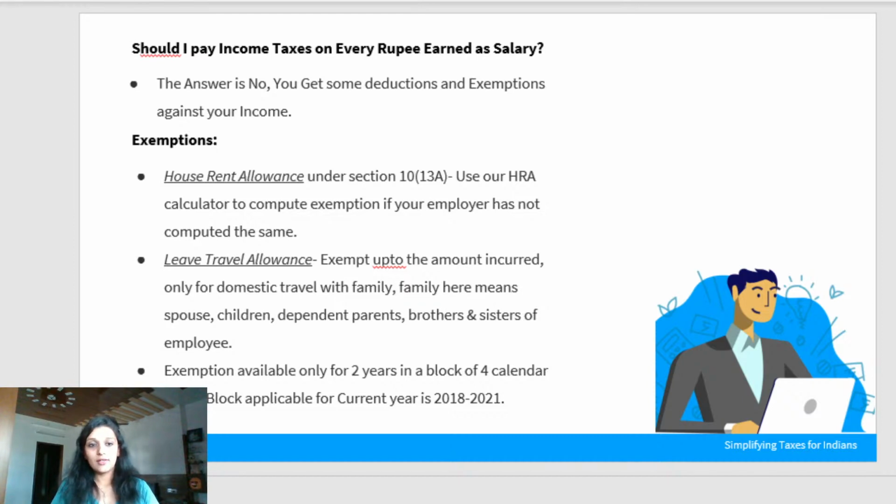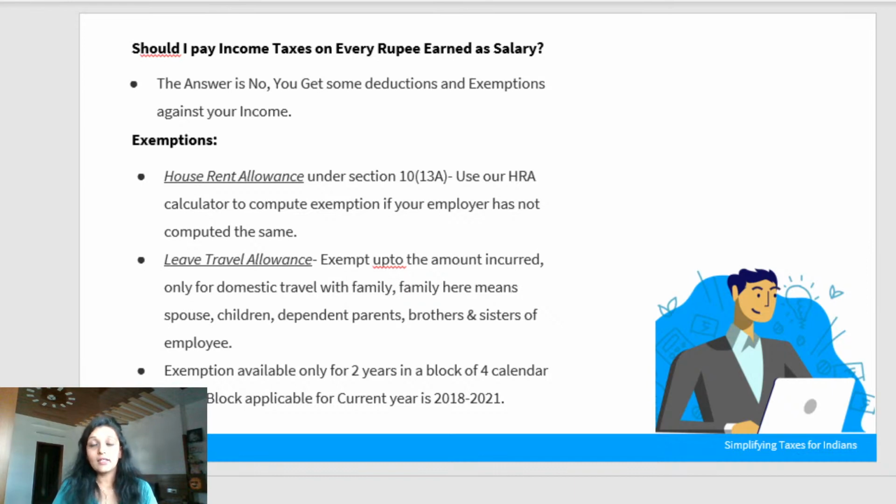Now what are those three conditions? The first one is the actual HRA received by the employee. The second condition is 40% of the salary for a non-metro city, or if your job place is situated in a metro city, then 50% of salary will be exempted. Metro cities include Mumbai, Delhi, Kolkata and Chennai. And the third condition is actual rent paid less 10% of the salary. Whichever is the least of the amount in these three conditions will be allowed as your HRA exemption.